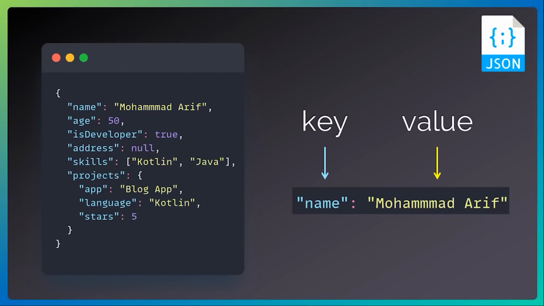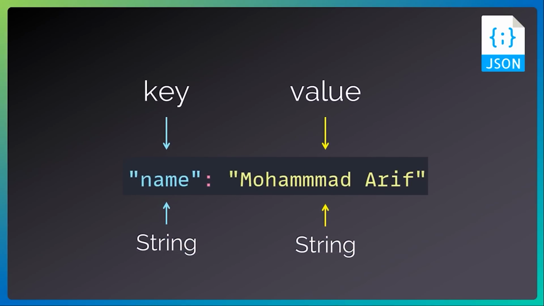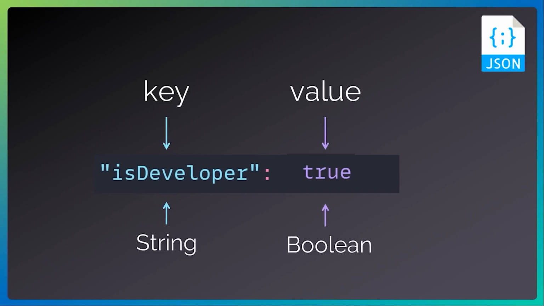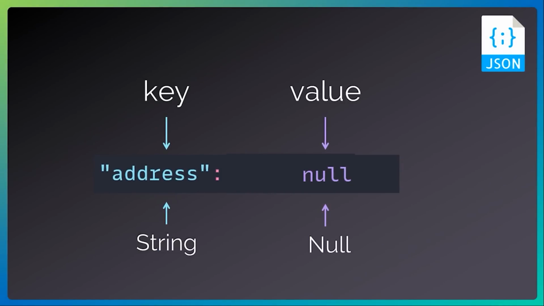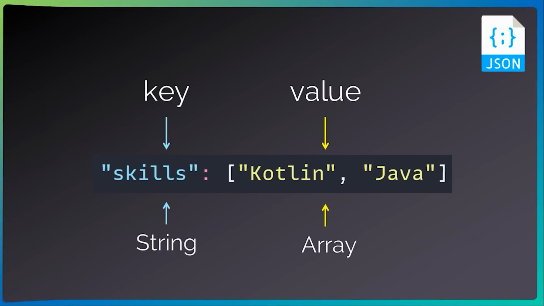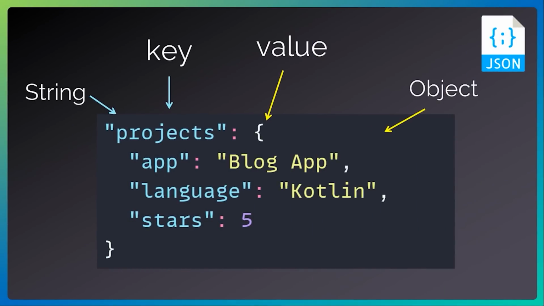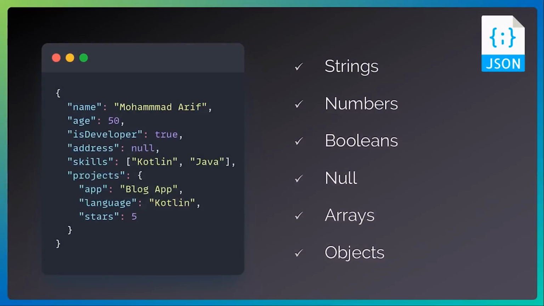For an object, we use curly braces, and the JSON data is represented using key value pairs, where the key must be of type string and the value can be a string, number, boolean, null, array, or another JSON object. So these are the types in which we can define our value. It's quite simple, isn't it?